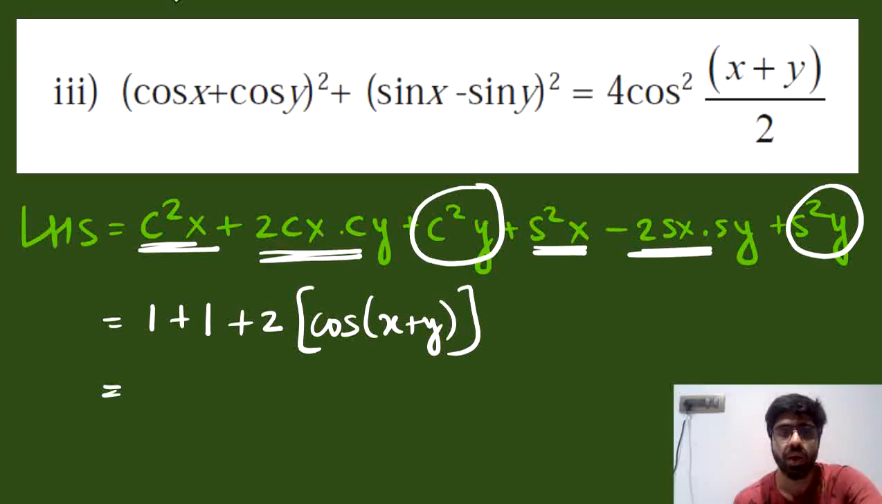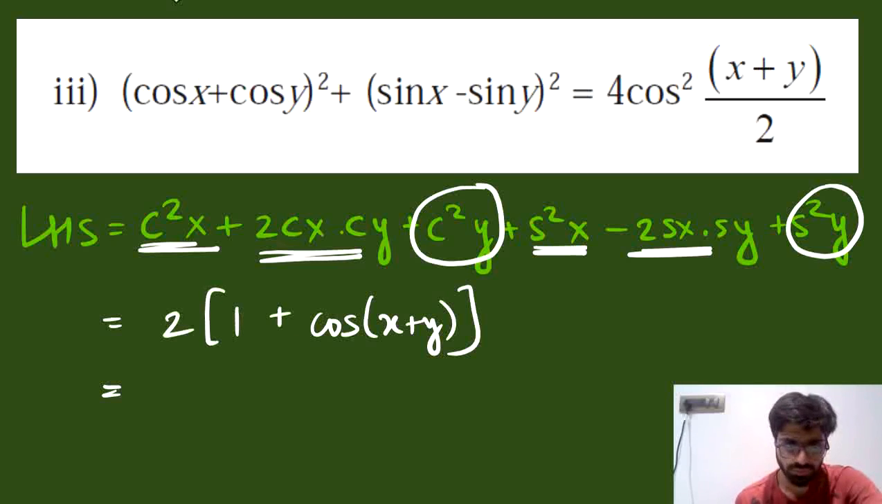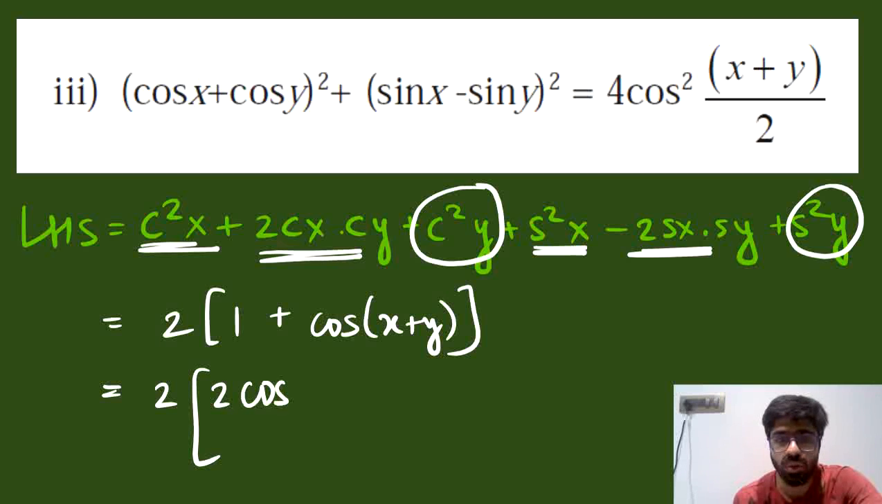So now 1 plus 1 becomes equal to 2. 2 plus 2 times something. We can pull out a 2 common from the two terms and write the whole thing as 2 into 1 plus cos of x plus y. Remember, I had said this in the very first question. 1 plus cos 2 theta is 2 times cos square theta. Had it been a minus here, I would have said 2 sin square theta. This becomes 2 times 2 into cos square of x plus y by 2.